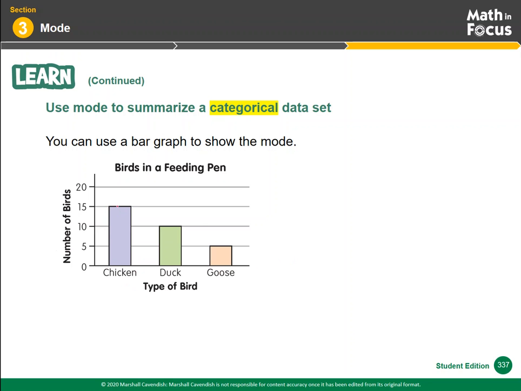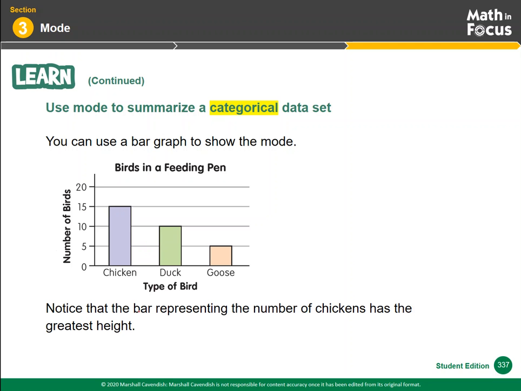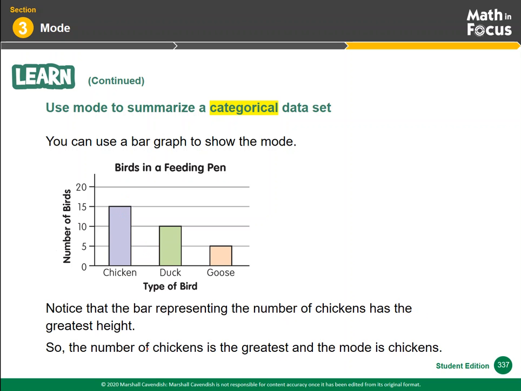As you can see here, chicken is the mode of this set, right? Chicken is the bird that showed up most often in the feeding pen. Notice that the bar graph represents the number of chickens as the greatest height. So the number of chickens is the greatest and the mode. So chickens is the mode.